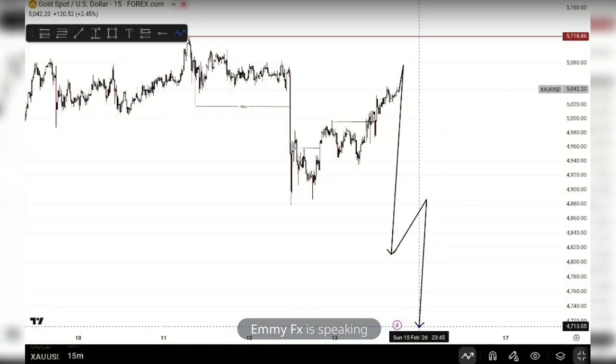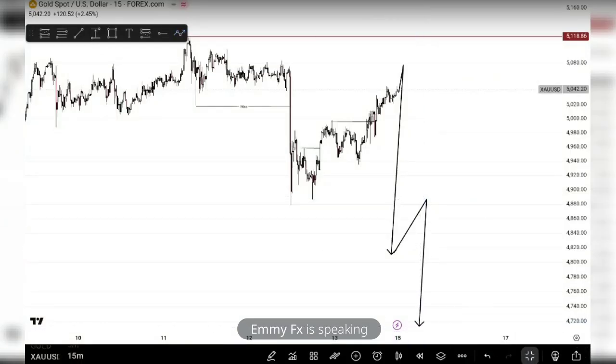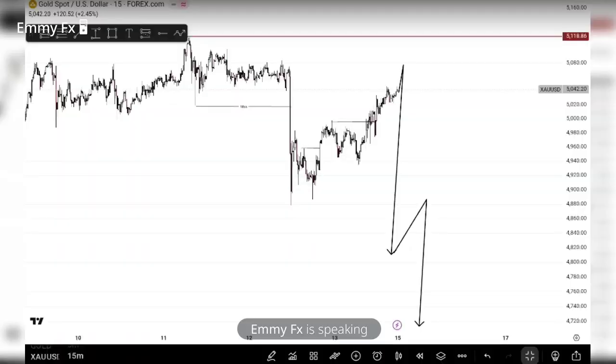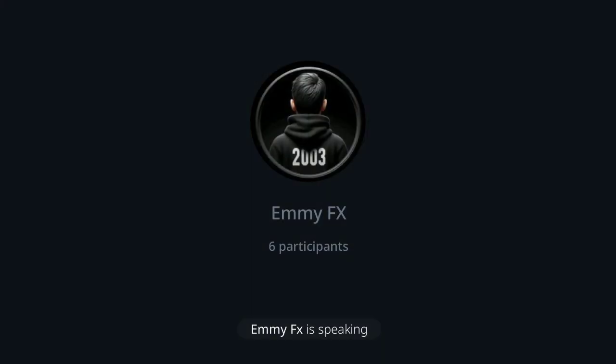All right, so these are two possible setups I want you to understand. We wait for the market to give us the movement. If the market gives us the movement, then we trade with the movement. So this is my own view pertaining to gold.